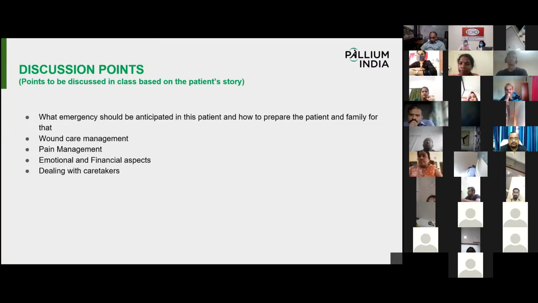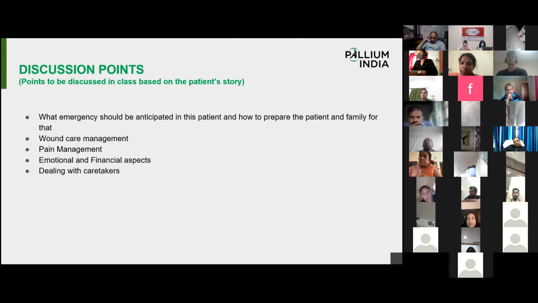So the next thing is all about the emotional and financial aspects. As you can see in the psychosocial aspects of this case, the person seems to be very much affected and depressed because he is thinking about his son. His son is also COVID positive, and there is no one to take care of him. And that is why he landed with maggots. And there had been poor hygiene regarding wound care. So emotional and financial aspects.